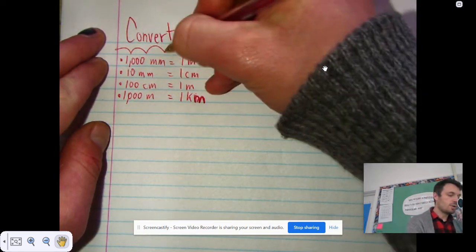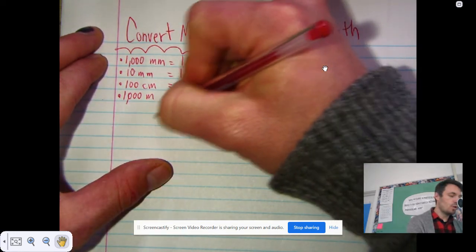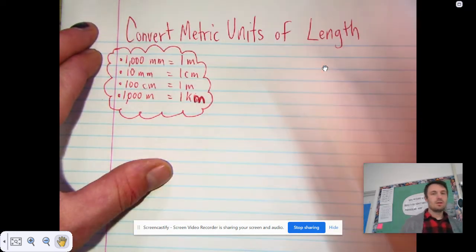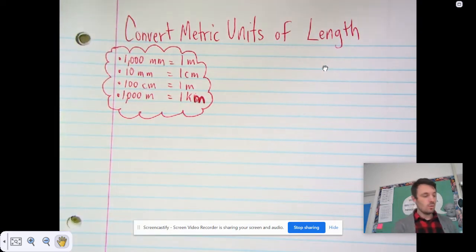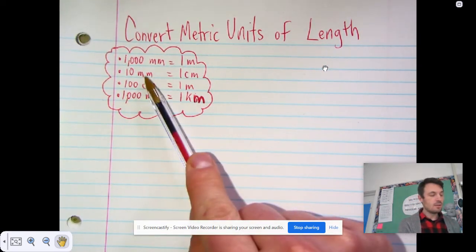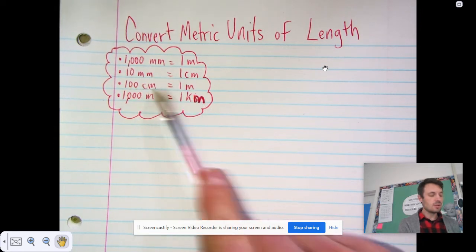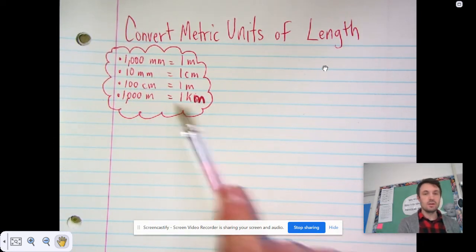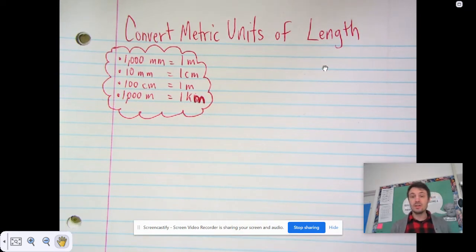And that's all the different conversion rates in the metric system for length. 1,000 millimeters in a meter, 10 millimeters in a centimeter, 100 centimeters in a meter, and 1,000 meters in 1 kilometer. The next thing you need to know, and this is review, is that when you're going from a larger unit to a smaller unit, you multiply. When you're going from a smaller unit to a larger unit, you divide. That's it. And you always multiply or divide by the amount of the smaller unit that can fit into one of the larger unit.